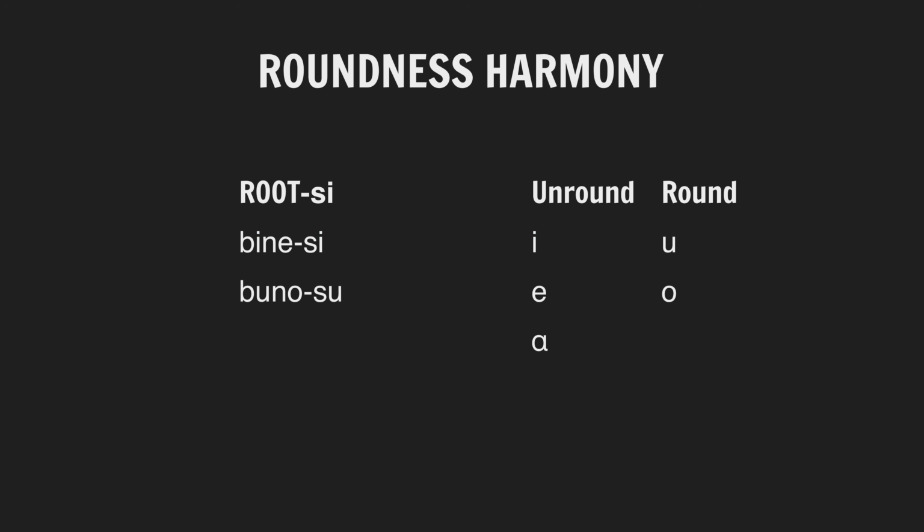Roundness harmony, aka labial harmony, is where vowels within a given domain agree in rounding. So all vowels in a word must be either unround, bi, ne, si, or round, bu, no, su. Again, note the changing suffix. Roundness harmony is found in many Turkic languages.